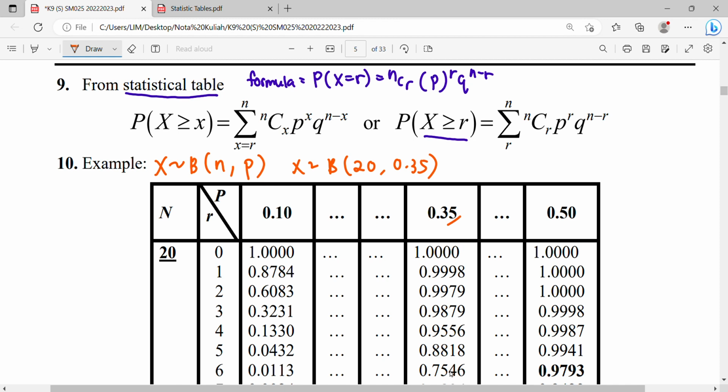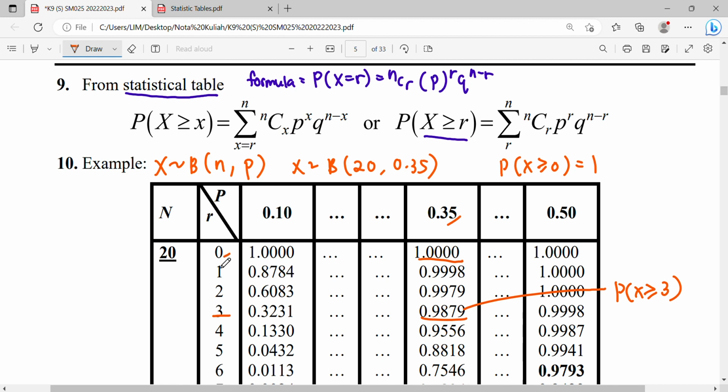So when I read 0, this probability means P(X ≥ 0), which is 1. When I read 3, this probability means P(X ≥ 3). So in other words, your table is a right tail table. Bila right tail table maksudnya dia baca 3 dan ke atas. Bila saya baca 3, dia merangkumi 3, 4, 5, 6, 7, 8 sampailah 20. Okay, right tail table. Dia merangkum, bukan satu-satu.